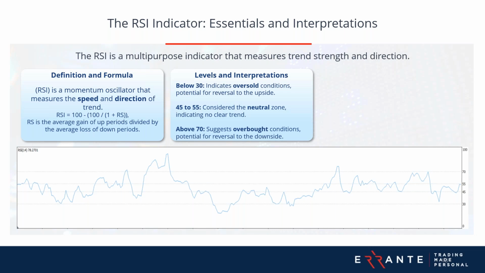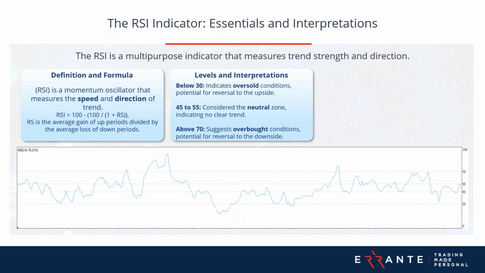And there are three key levels you need to know. Let's say 30, 50, and 70. When the RSI falls below 30, it signals that the currency pair may be oversold. Think of it as a product on sale. It's been sold so much that there may not be many sellers left. So this condition can suggest that a reversal might be near as the selling pressure eases off.